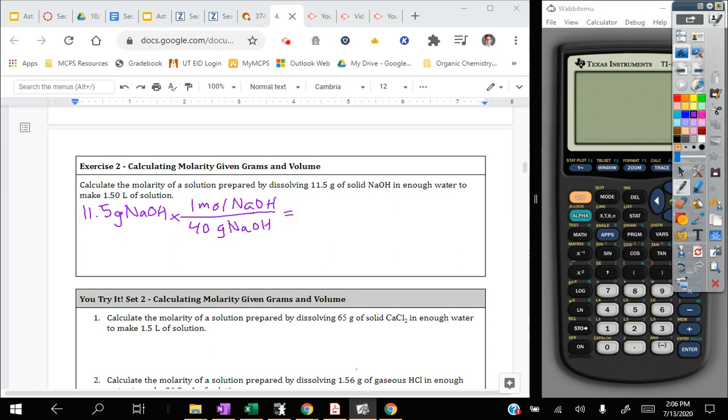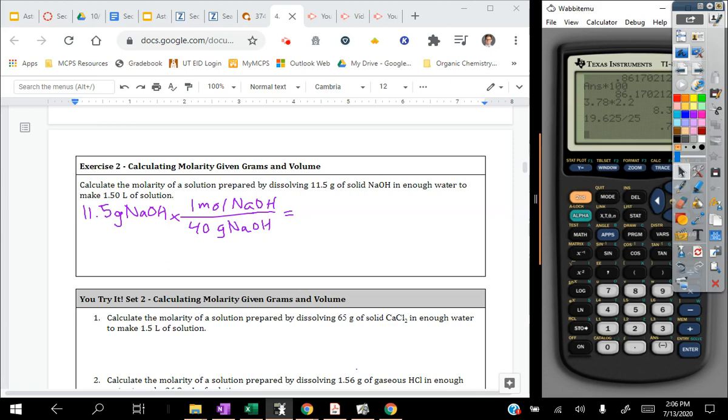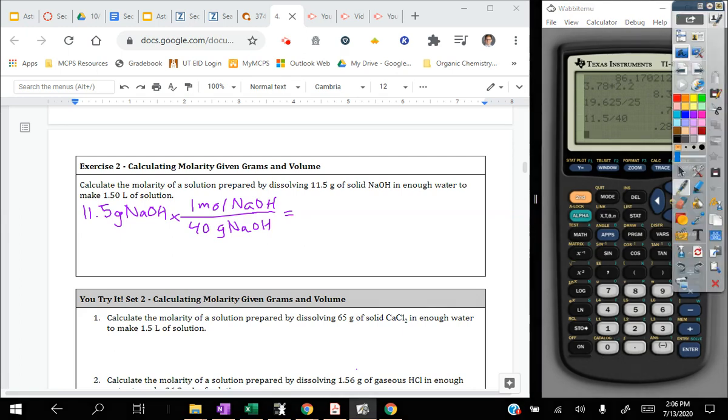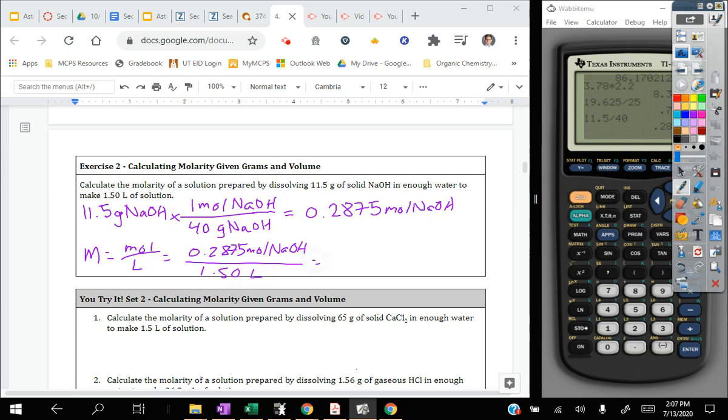Go through, do my calculation here, and I have 11.5 divided by 40. Now, I have more than three significant figures here, but I don't need to figure out sig figs till the end of the problem. So I have 0.2875 moles of NaOH. Then I can do my molarity is equal to moles over liters, which means 0.2875 moles of NaOH divided by 1.50 liters of solution.